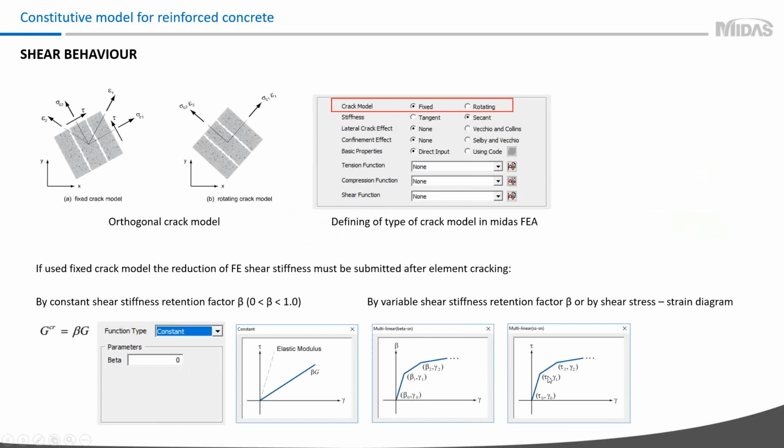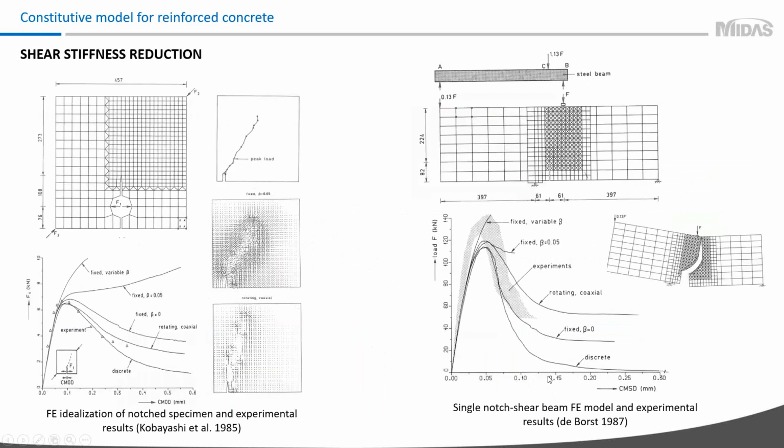It's quite difficult to recommend a certain value of retention factor and approach to shear stiffness reduction of finite element, because it's mostly based on structure type and its behavior. But based on the analysis of some of the experimental tests of beams and slab fractures, this factor is between 0.05 and 0.3.